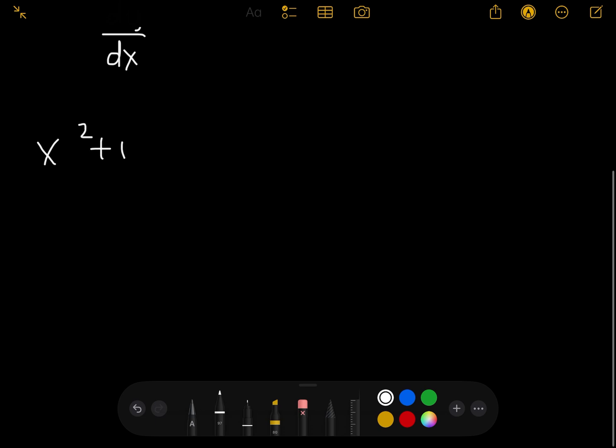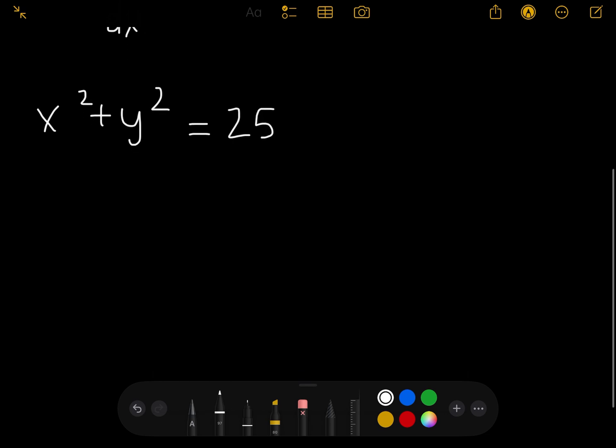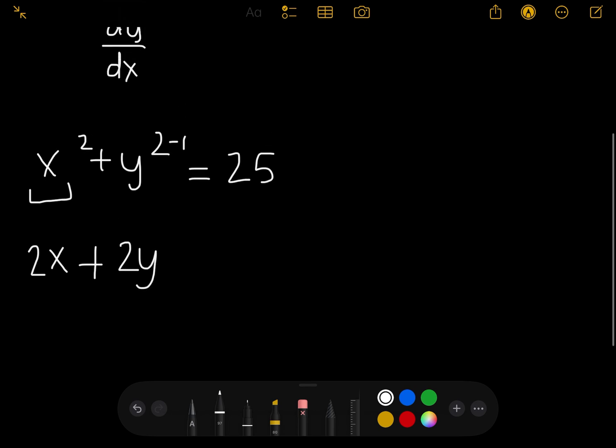So we are given x squared plus y squared equals 25. And let's start by taking the derivative of both sides. So the derivative of x squared, using the power rule, bring our 2 down and subtract 1 from the 2, we get 2x, plus, same with the y, we bring down the 2, 2y, minus our 1, we get just 2y.